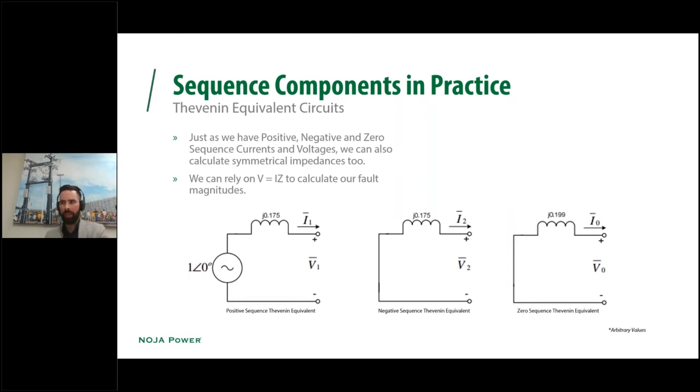The zero sequence impedance has a lot to do with the earthing scheme that you have in place. And if you have a fault, it also has a bit to do with what the fault impedance to earth is as well. So I want you to keep that in mind.